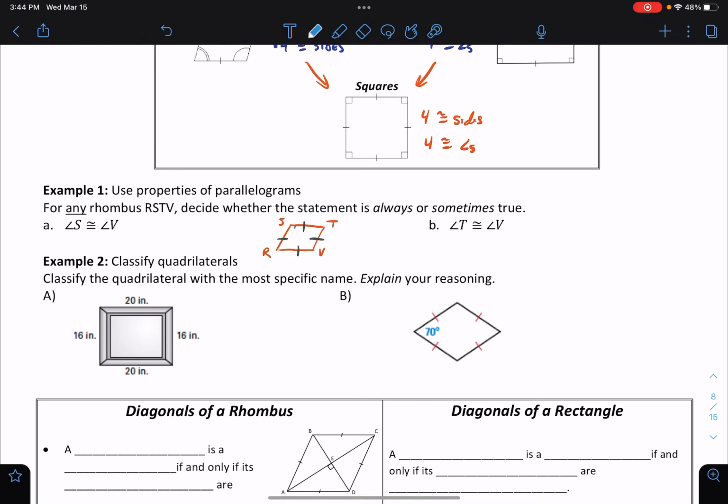Well, angle S is right here. Angle V is right there. Now, notice that those angles are opposite of each other, okay? And from parallelograms, it's taking the property that opposite angles are congruent to each other. So this is always true. This is always true because opposite angles are congruent. It takes that property from a parallelogram. That's always going to be the case.